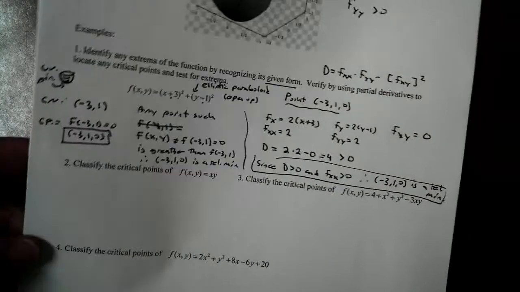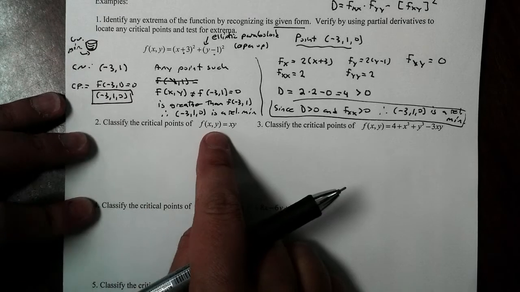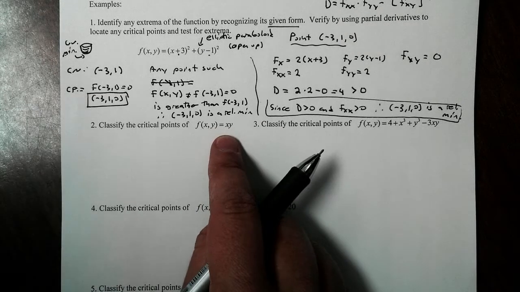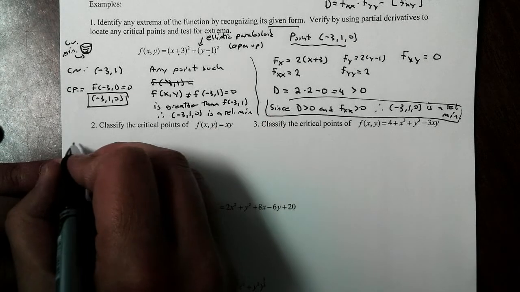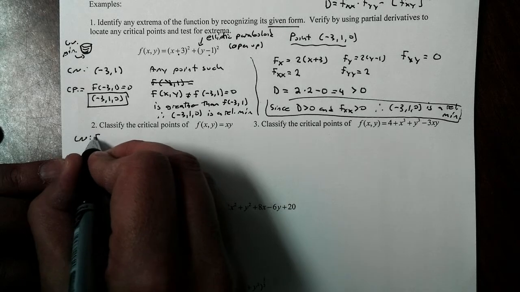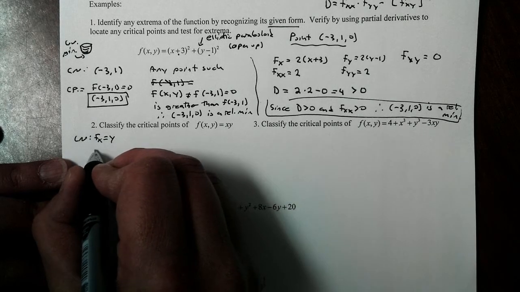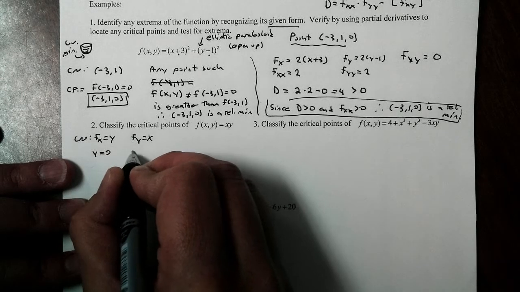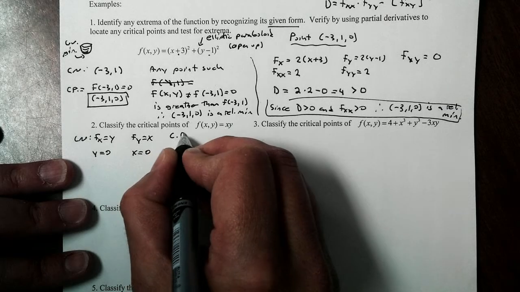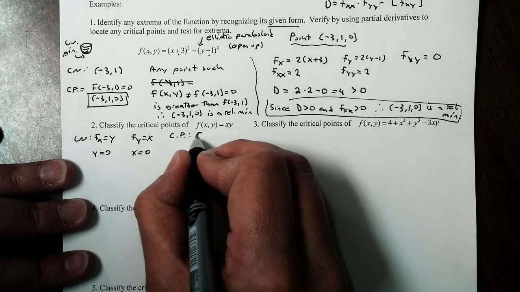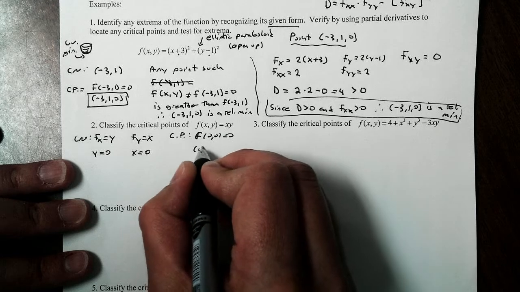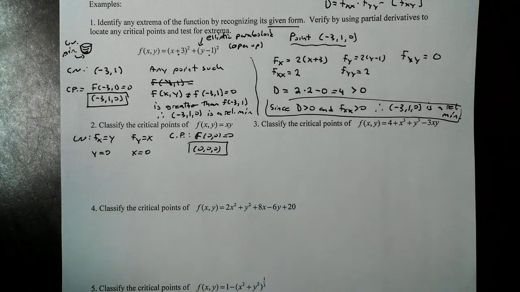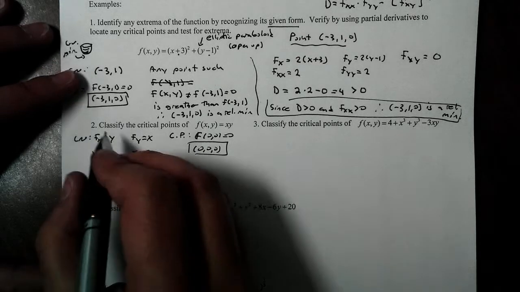So let's take a look at another example. Classify the critical points of f of xy. So I have to find my critical points. To do that, I get my critical numbers. Fx is y, so we know that y would equal 0. Fy would be x, so we also know that x would be 0. So our critical point would be f of 0, 0, which is just 0. So we get 0, 0, 0. We want to determine, is this a relative maximum or minimum? So I take my second partial.